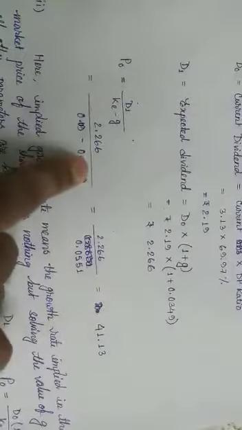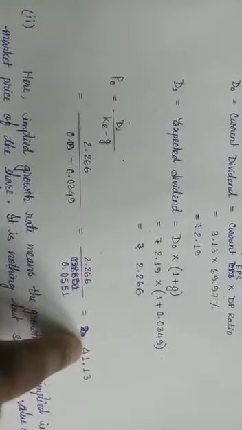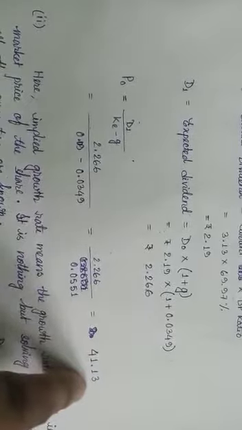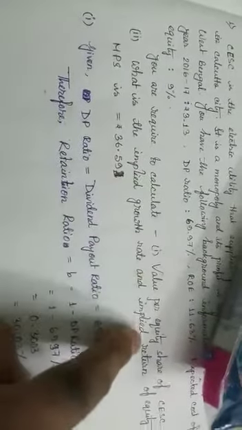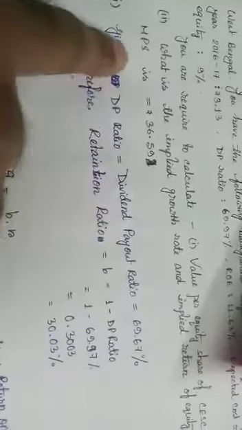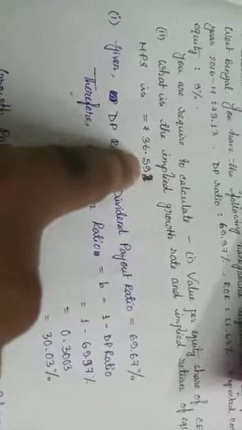Here in the first question, we have to calculate the value of the equity share of CSC Limited. So here the value of the equity share of CSC Limited comes to rupees 41.13. Now in the second question, we have to calculate the implied growth rate and implied return on equity if market price per share is rupees 36.5.